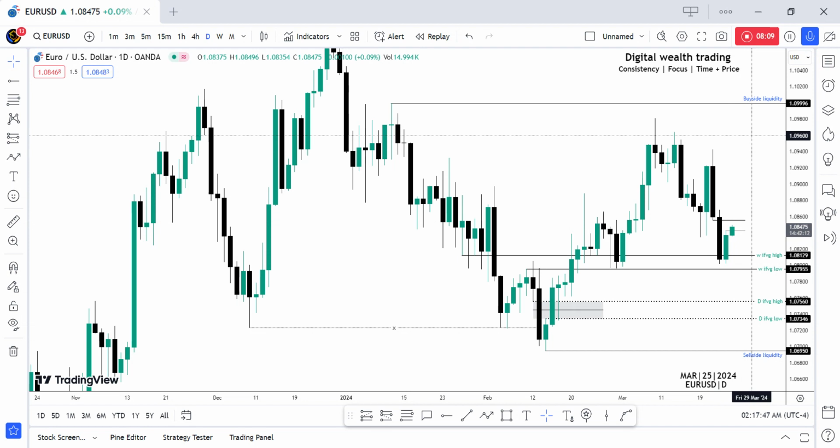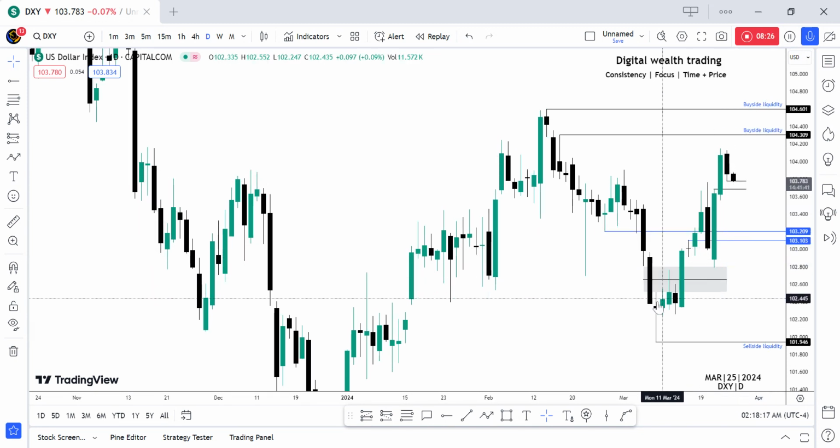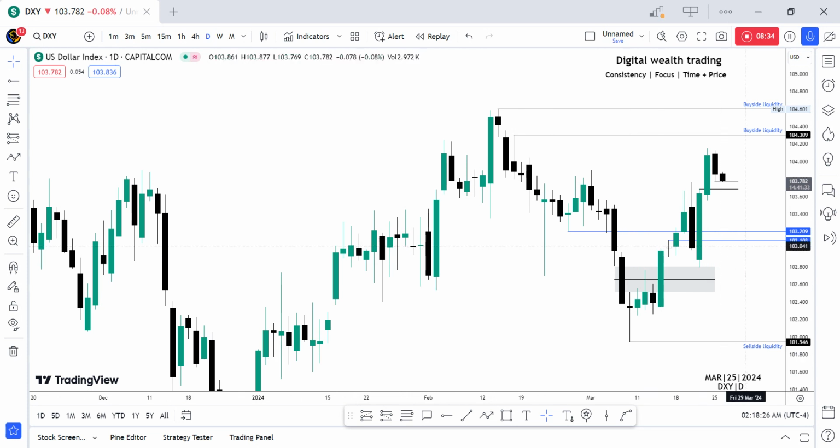So that has brought us to the daily contract for Euro. Now we're going to go down to the dollar index and also see how that area is being utilized. So this is the dollar index, the DXY daily contract. This is why you see that Euro is still pricing more into the fair value gap, because on the dollar index we haven't even gotten inside that fair value gap yet.